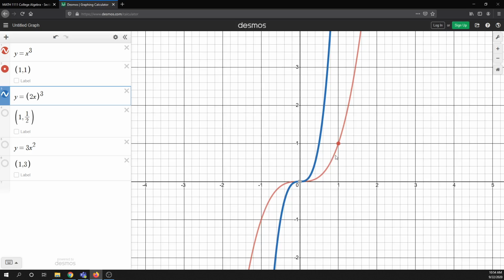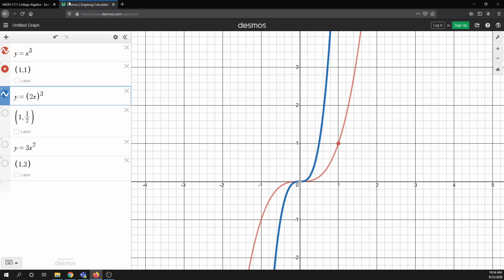Okay, and so you can see what happened is that everything got pushed in horizontally. So it got shrunk horizontally. These points on the graph are now moved over here, and same thing down here. They're moved in this way as well.